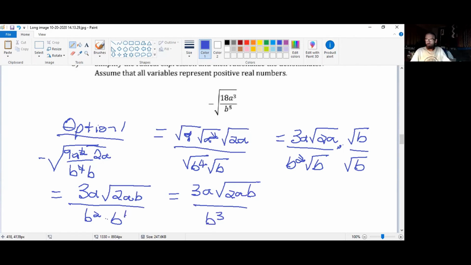We can't do any reducing. The 3 won't reduce with anything down here. We've got different variables. 2, the only perfect square that goes into that is 1. And the powers of a and b now are less than the index.